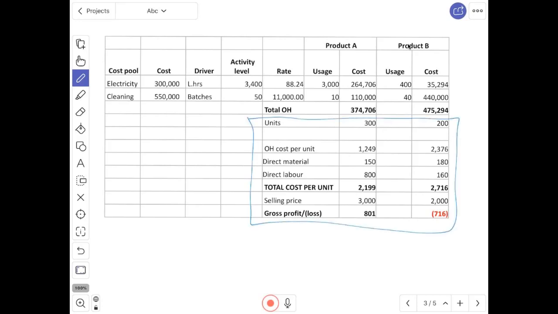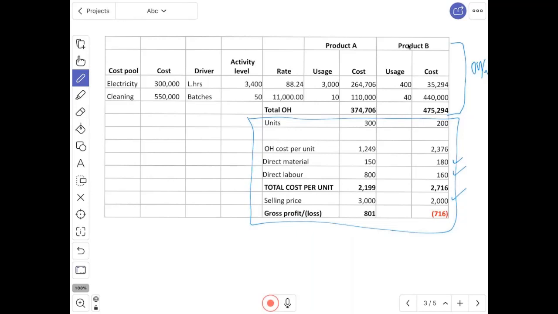That's the free marks. Remember to put that in, because direct material, direct labor, selling price, all of that was given. So don't leave it out. But we're going to focus on this part, calculating the overhead cost per unit. So I will always have these columns. Now it looks like quite a lot, but it's not really.